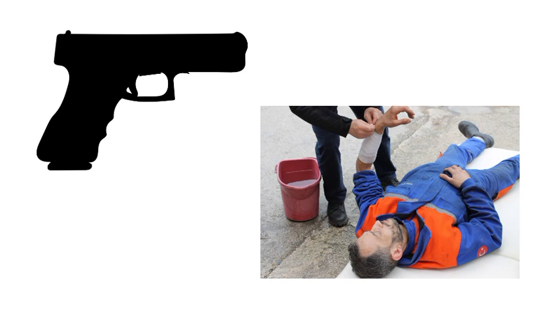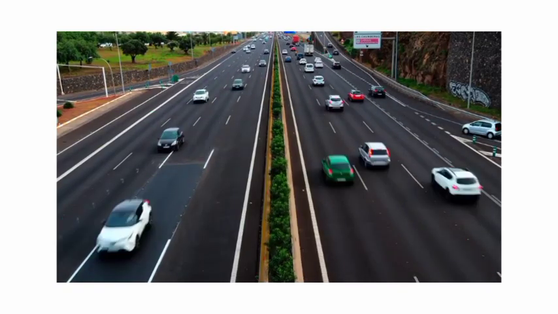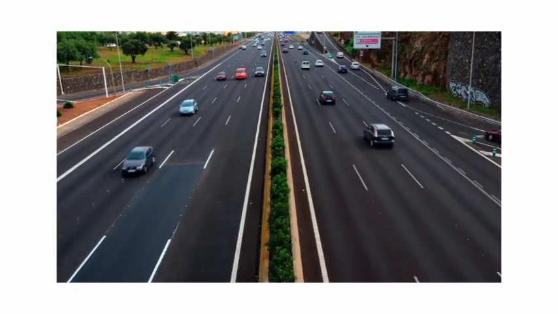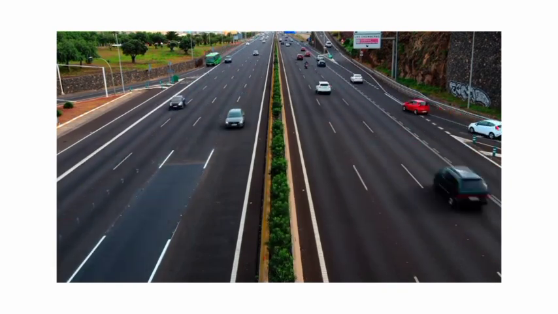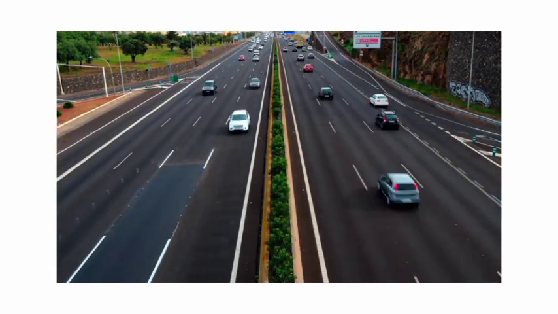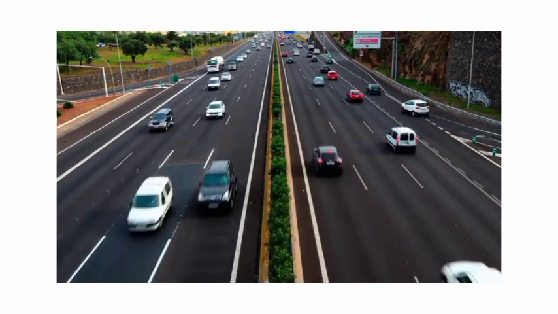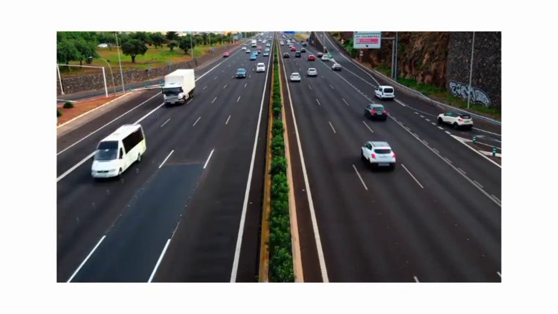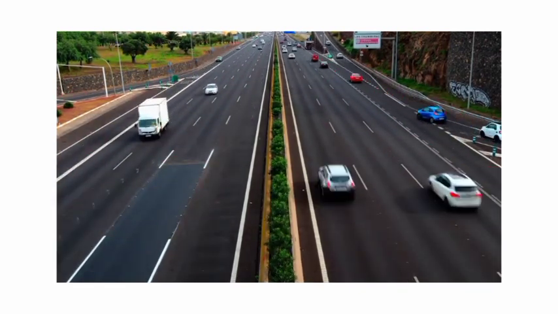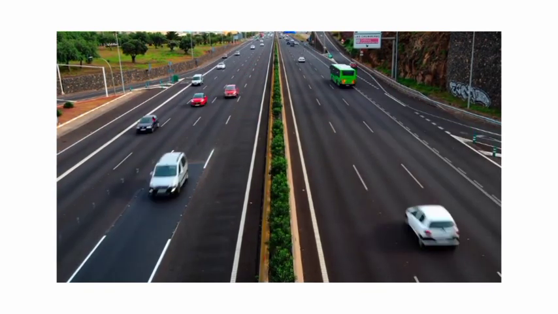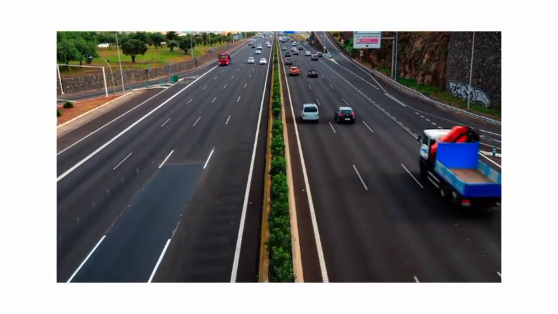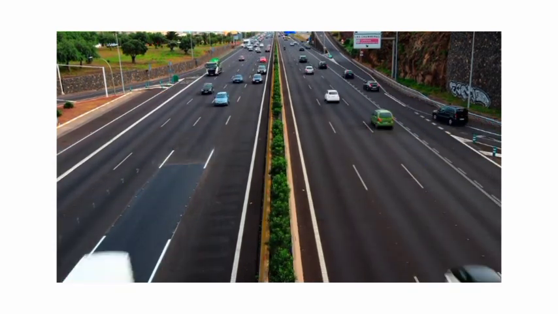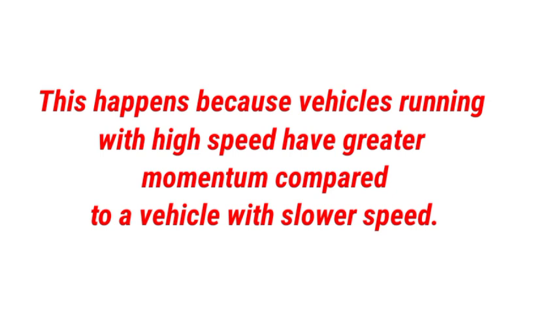Usually, road accidents prove more fatal because of high speed. Here, fatal means disastrous or an accident that causes someone to die. So, usually, road accidents prove more fatal because of high speed than in slower speed. This happens because vehicles running with high speed have greater momentum compared to vehicles with slower speed.